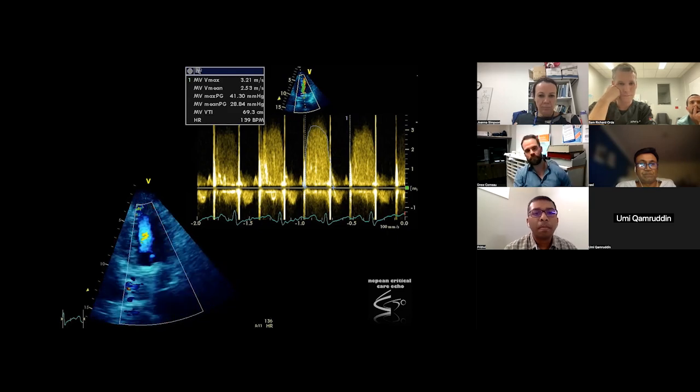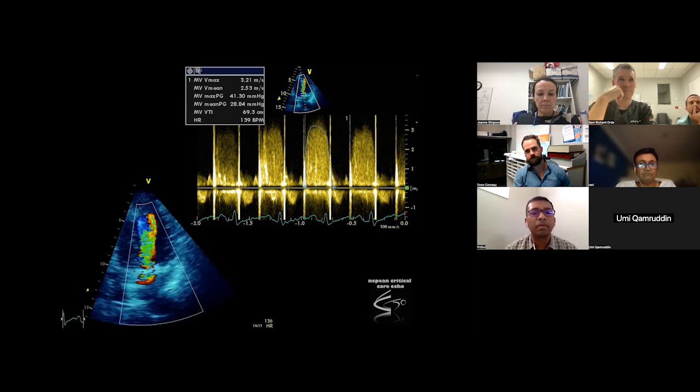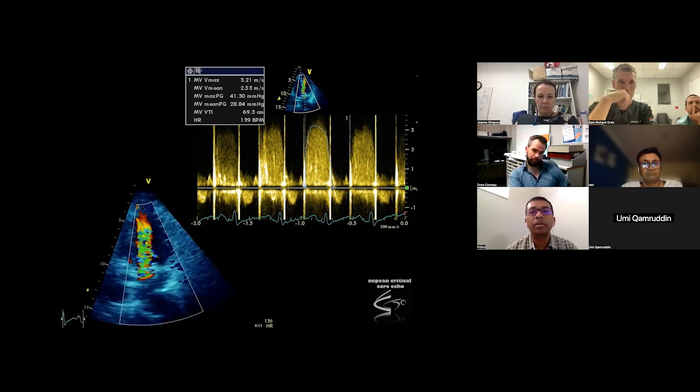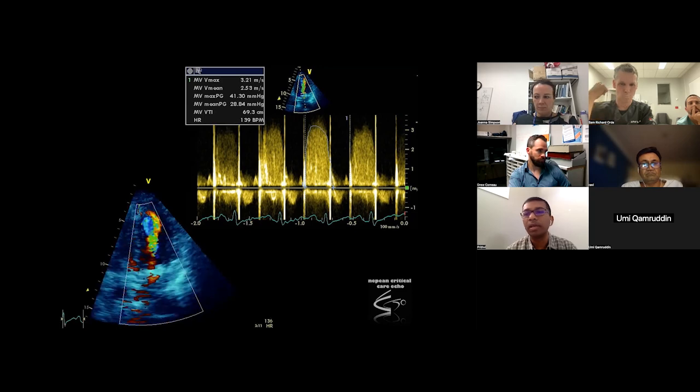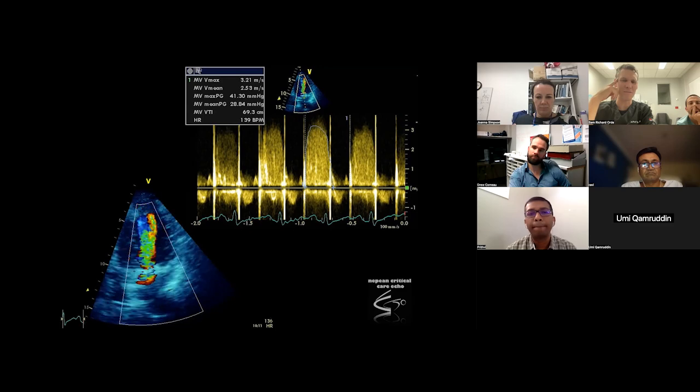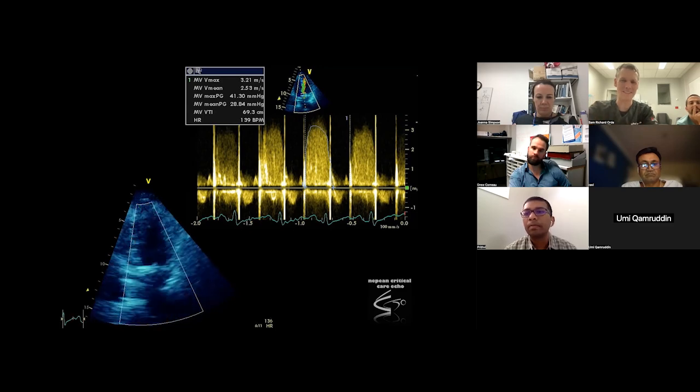Okay, so that's color wave Doppler and continuous wave Doppler across the mitral valve, and I'm getting a mean gradient of 28, which suggests quite a severe stenotic mitral valve. But the caveat is the patient is quite tachycardic. Yeah, I'm going to stop you on that one. It's quite severe. It's severe. Just say severe.